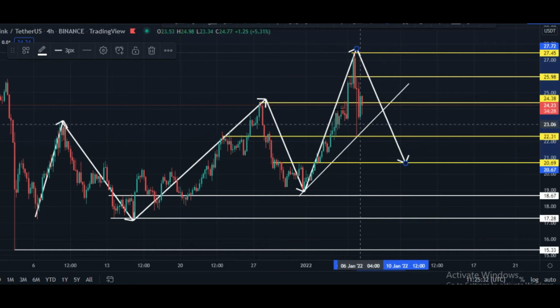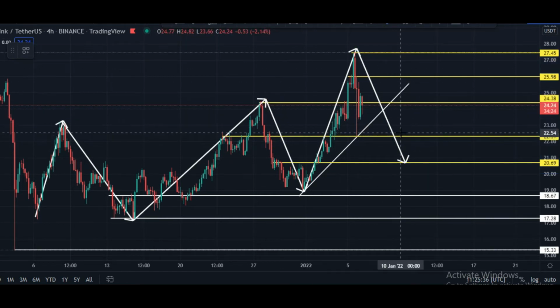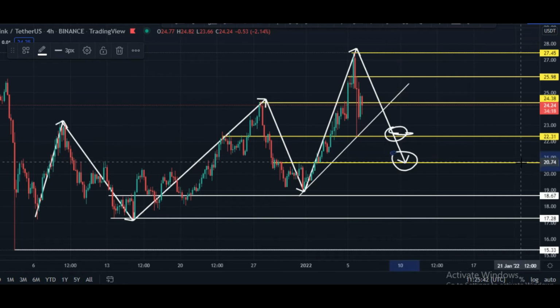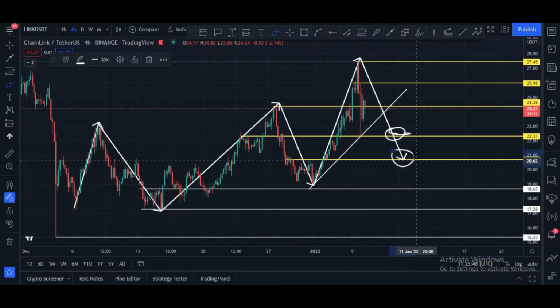These two areas are very important to hold. This area and this area. $22 price zone and $20 price zone is very important to hold. If in any case price break these two support zones, in that case maybe price can go down to $18, which will be very disaster for us.